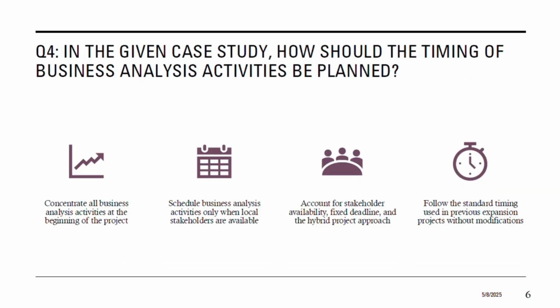Next question. In the given case study, how should the timing of the business analysis activities be planned? Here you are asked how to plan the timing of the BA tasks. The timing of the analysis activities must be carefully planned around the stakeholders' availability and the fixed project deadline. The hybrid approach also means BA work may need to be iterative and adaptive to changing circumstances.